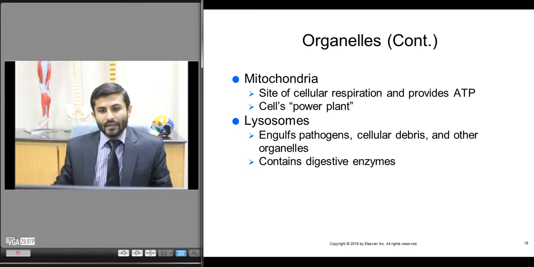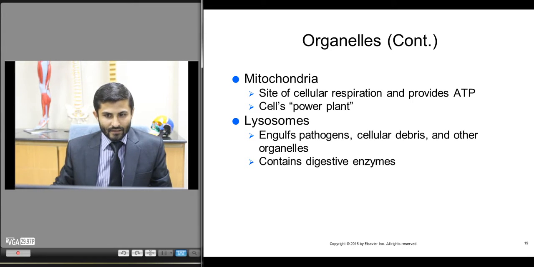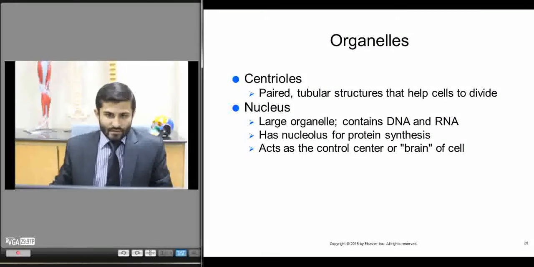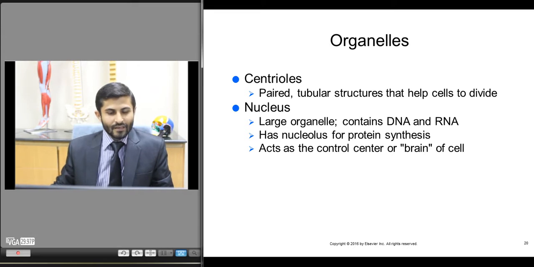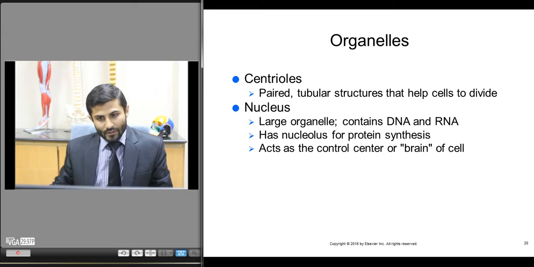The lysosomes, it engulfs the pathogens, cellular debris, and other organelles, contains the digestive enzymes. So lysosomes, you can say, have a somewhat protective function, and they are there to help with wear and tear of the cell. Centrioles, they are paired tubular structures that help cells to divide. The nucleus, this is basically, you can say, the CPU of the cell or the brain of the cell. Large organelle contains the DNA, deoxyribonucleic acid, and ribonucleic acid. Has nucleolus for protein synthesis, acts as the control center or brain of the cell.